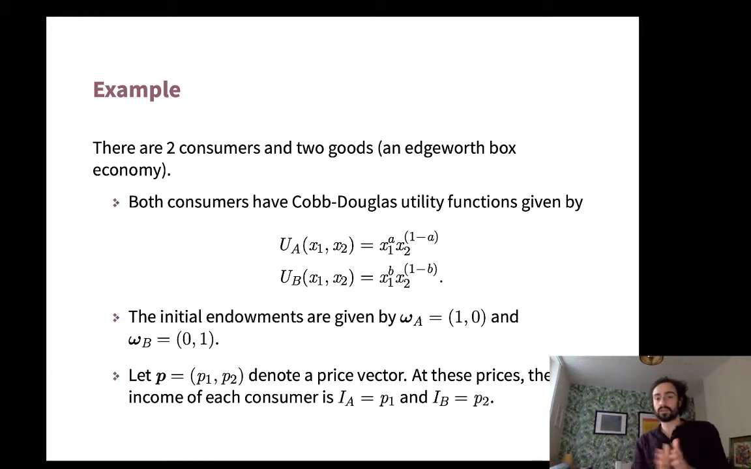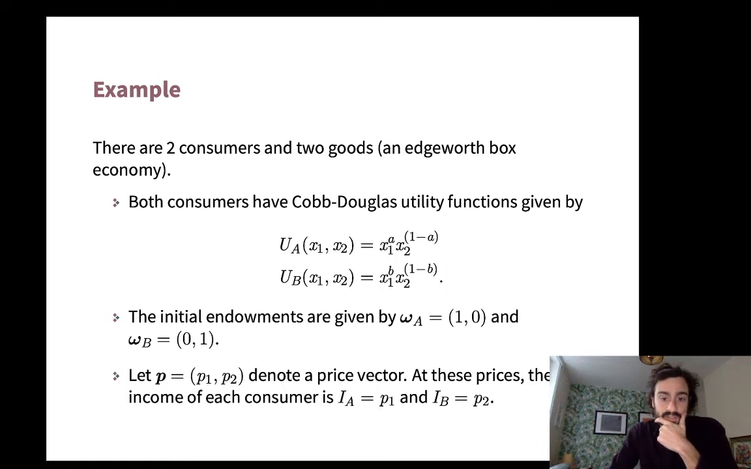So these are two different farmers. They farm different stuff. A farms good 1, B farms good 2, and they don't have anything of the other good. So let's just let P denote some price vector, right? P is a price vector. It's a price for good 1, and it's a price for good 2. So there's a price for each of these two goods.